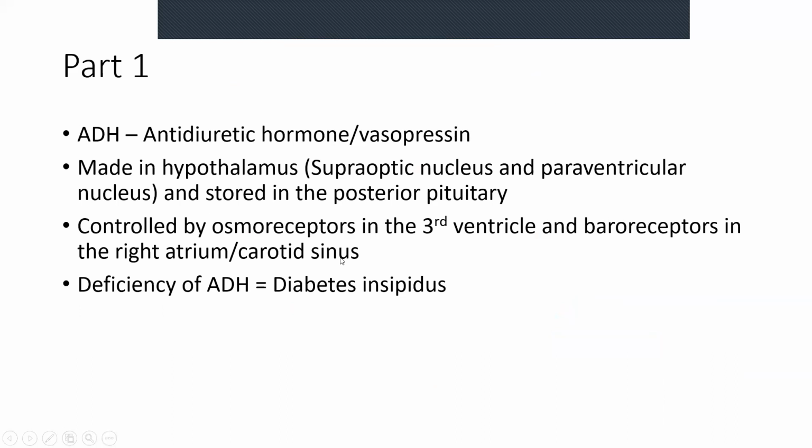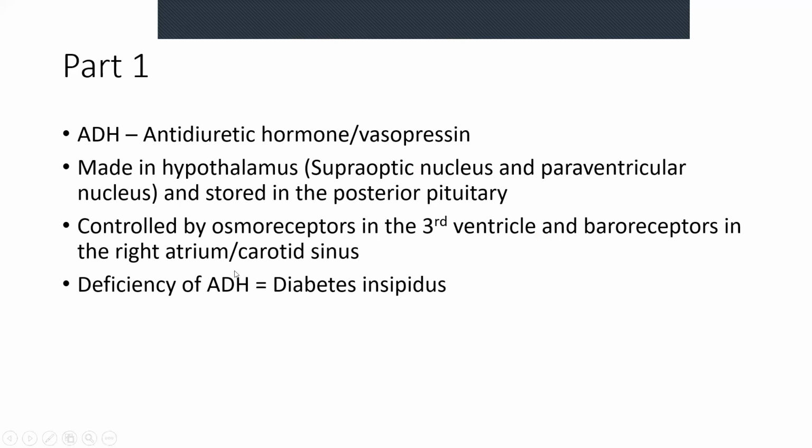Okay? Now, once you have triggering of the osmoreceptors that are in the third ventricle, you're going to have release of ADH. Or you have the baroreceptors that are inside the right atrium of the heart and the carotid sinus, which is in the carotid arteries. These will downregulate your release of ADH.